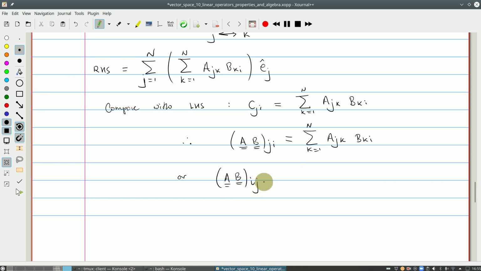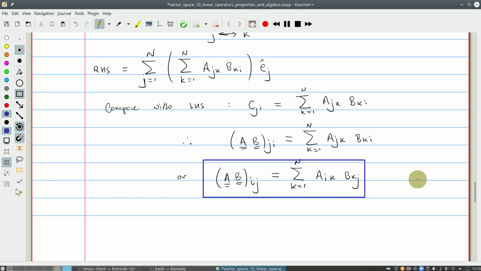So the ij-th component of the product of two matrices A and B is given by the sum k goes from 1 to n a_ik b_kj, and that is our matrix multiplication formula.